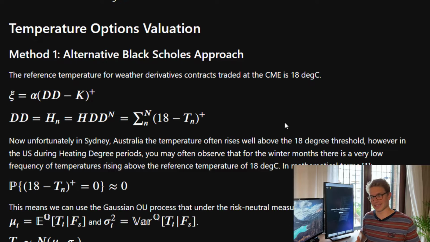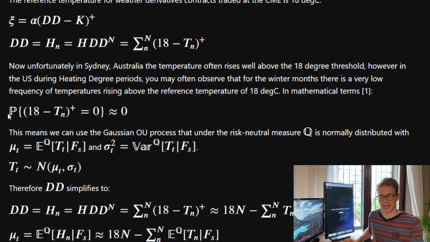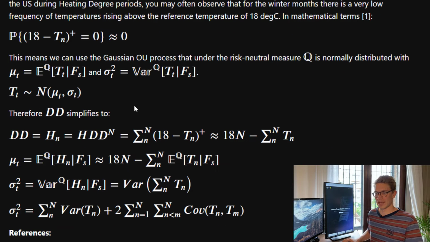Now, unfortunately for us, we won't be able to really use this approach very well in Sydney because Sydney often rises during the winter months above the average temperature, above 18 degrees. In mathematical terms, under the physical probability measure, you can use this approach when the probability that it exceeds 18 degrees is approximately equal to 0. So let's see what that means.